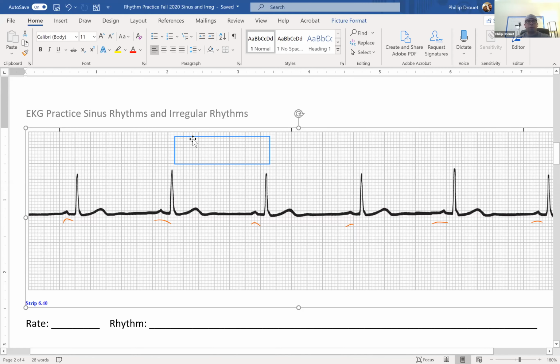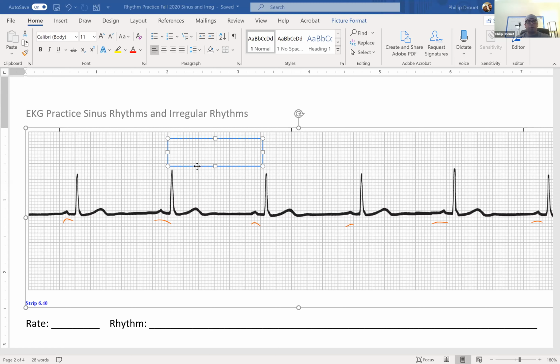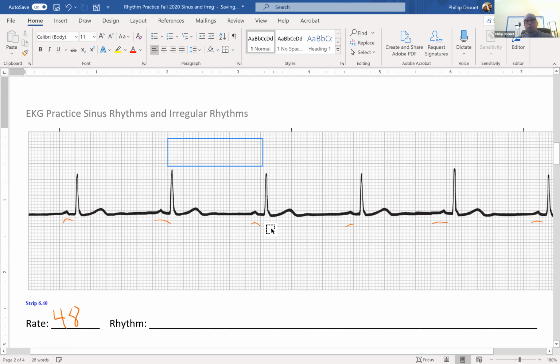I'm gonna select box here. 5, 10, 15, 20, 25, 30, plus 1, so 31. So we'll go 1,500 divided by 31. And we're going to get a rate of 48 beats per minute. And that's less than 60, so we have sinus brady.